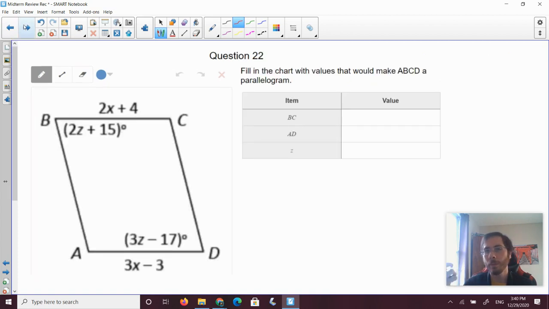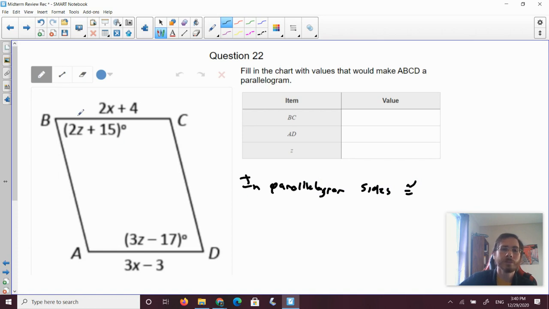22 says we have to do some more parallelogram stuff. Fill in the chart with values that would make ABCD a parallelogram. So another parallelogram property that we have is we know that in a parallelogram, the opposite sides are congruent. So if I want this thing to be a parallelogram, I got to make sure that my two opposite sides are going to be the same. So I know that BC and AD have to be the same. So this is pretty convenient because we got to find BC and AD. Once I found one, I know what the other one is because they have to be the same.